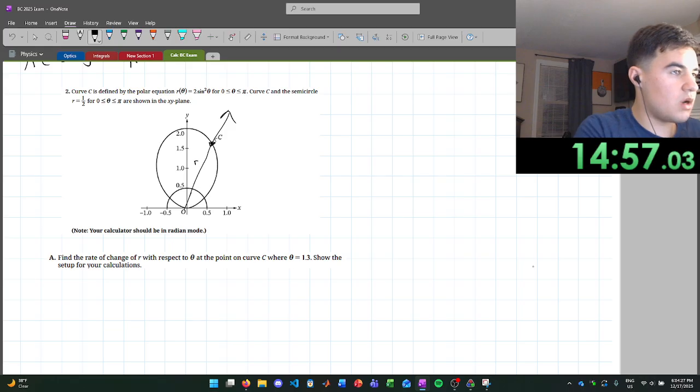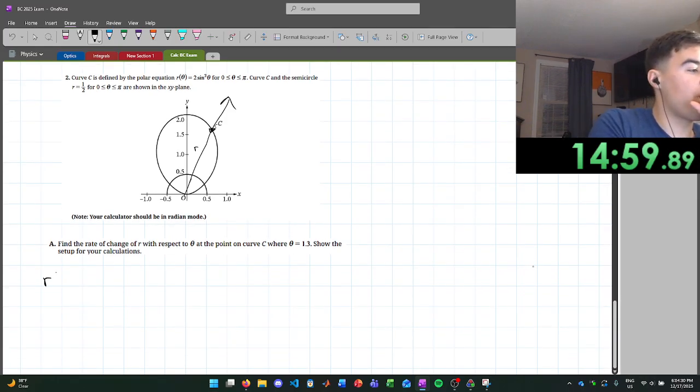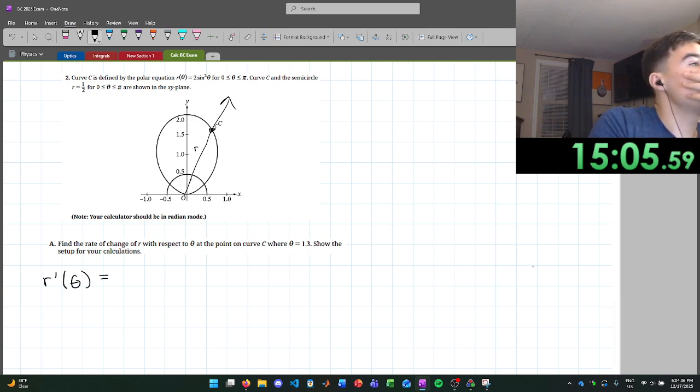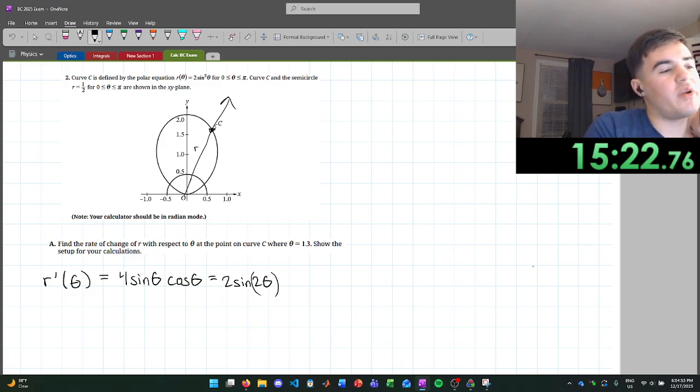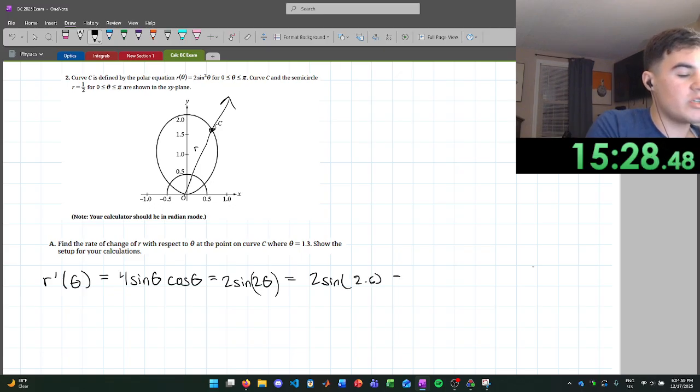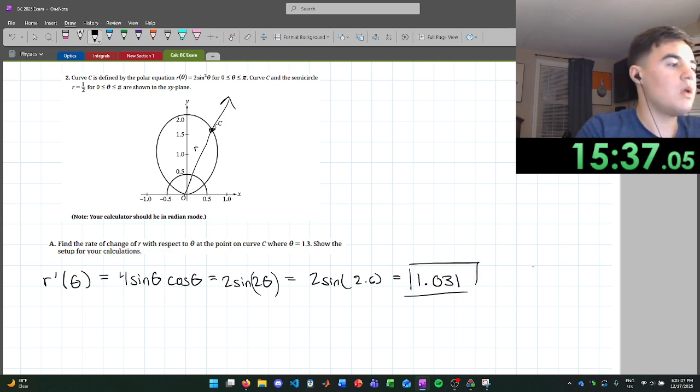So we do this. The derivative is just going to be r prime of theta, which is equal to, did I take the derivative of that? It's going to be 4 sine theta times the derivative of sine theta, which is cosine theta, which is also equal to 2 sine 2 theta. So the rate of change of r with theta at the point of the curve where theta equals 1.3 is 2 sine of 2.6, which is 1.031. Cool.